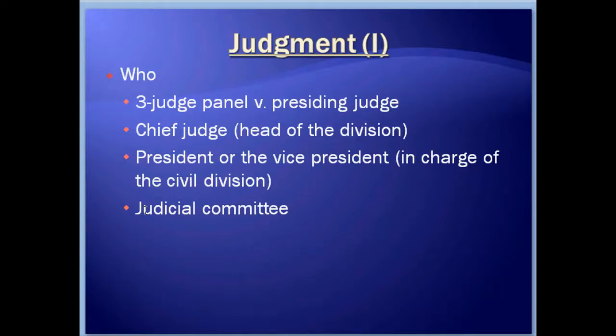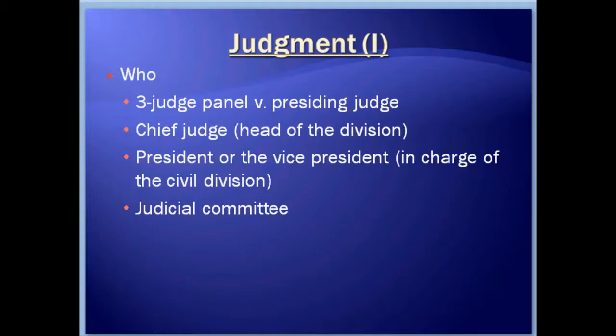The judicial committee is something we cannot find in the civil procedure law, but it is actually a very powerful organization inside the court. According to the law on the organization of People's Court, courts at all levels set up a judicial committee. The members of the judicial committee are nominated by the president for appointment by the People's Congress at the same level.